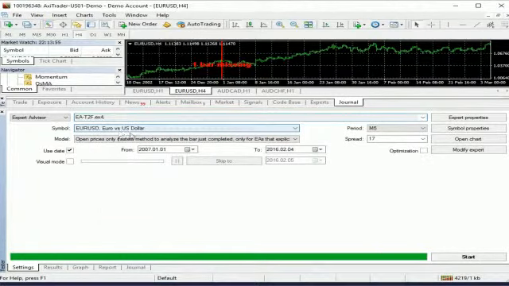I chose the euro dollar because I have the historicals fully there, 14 years of historicals, and I chose M5. The robot works better on M5 than on M15. On the 5-minute time frame, it's a trend system, but it's more accurate on the M5 time frame.